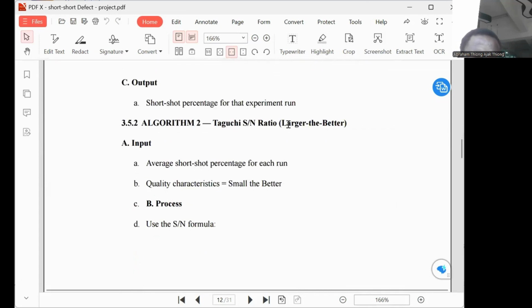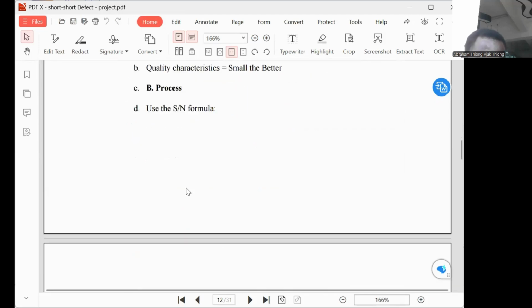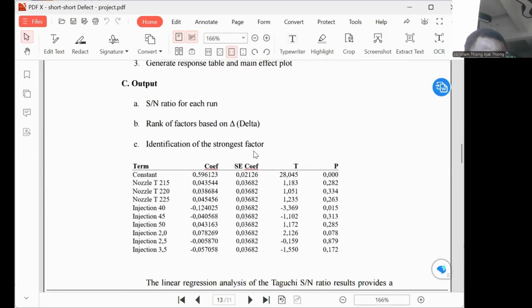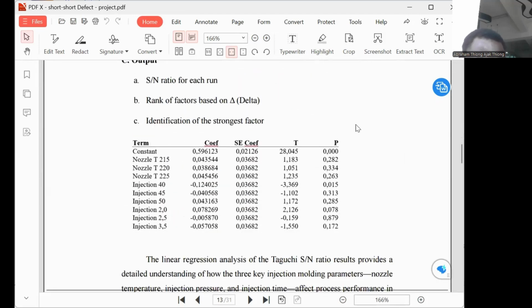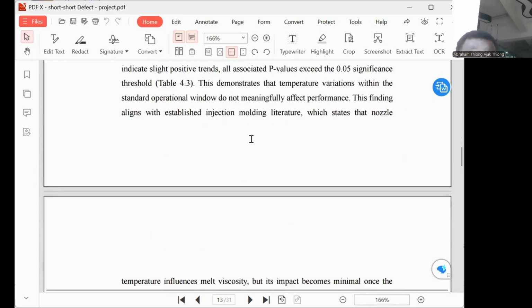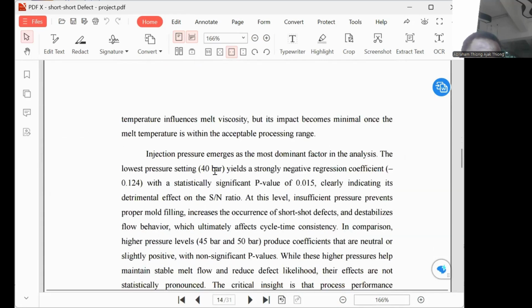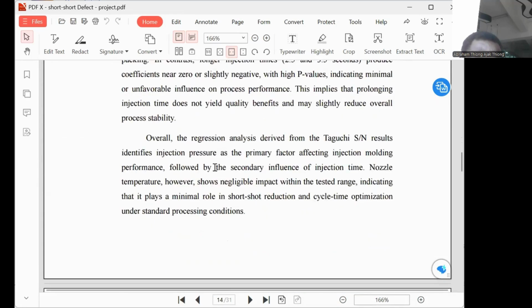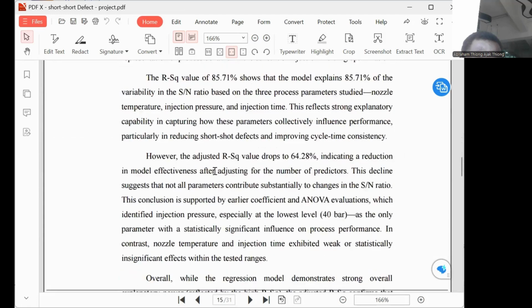The second one is the Taguchi S/N ratio, smaller-the-better. We find the average short shot defect for each round, and this is how it is calculated. And this is the result when you run it using Minitab, which still falls under Taguchi. So this is all what you get.